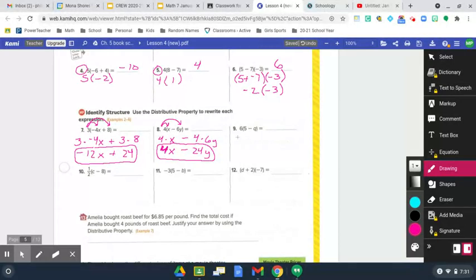Number 9, 6 times 5 minus q. This is a positive 6 on the outside of the parentheses. So I'm not going to do LCO. I can still distribute this with a positive 6 on the outside. So if I do 6 times 5, keep the subtraction sign, 6 times q. 6 times 5 is 30 minus 6 times q, 6q.